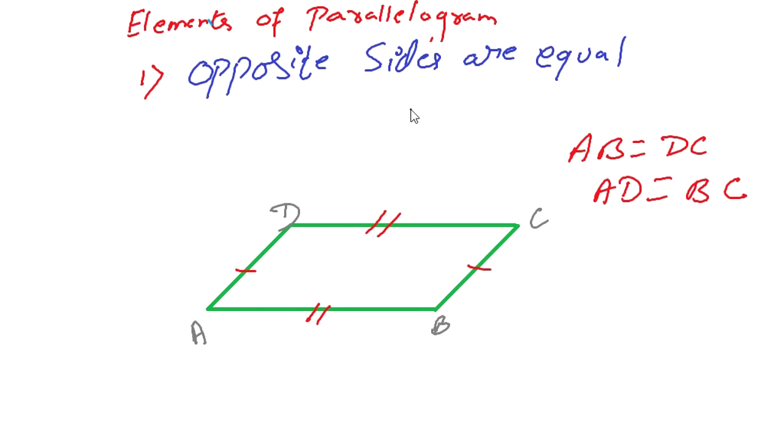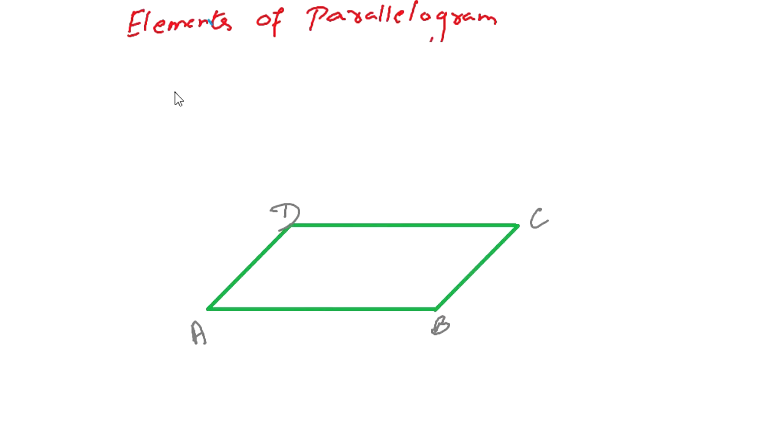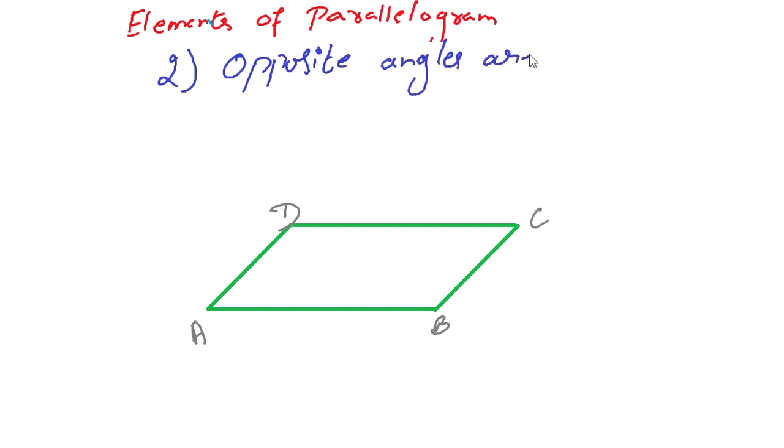Now let us see what the next law is. The next law is similar to the first law, except that instead of sides, the angles are considered. So the next law states that opposite angles are equal.